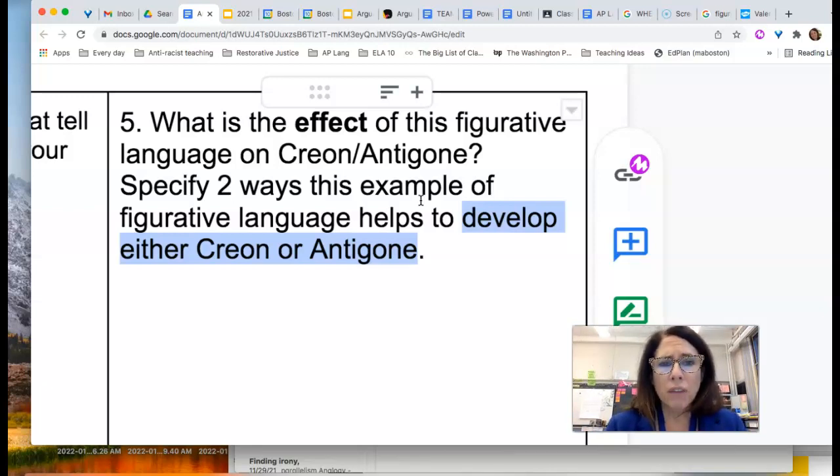So if we were dealing with the chorus talking about man with the bull with broad shoulders, the effect of this on the character of humankind is that not only is it strong, but it's so strong that it's not going to give up, right? So the effect is that it lifts up humankind or man. And then here, specify 2 ways this example of figurative language helps to develop.